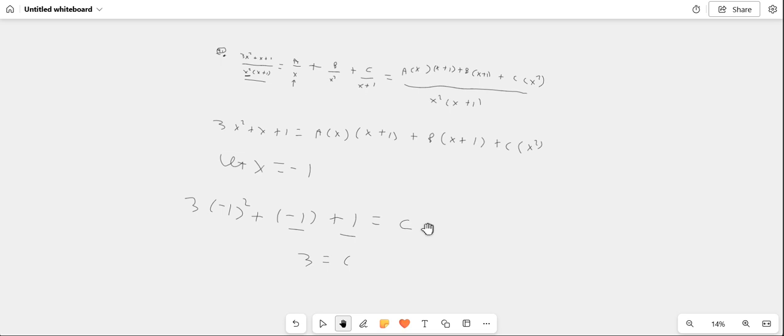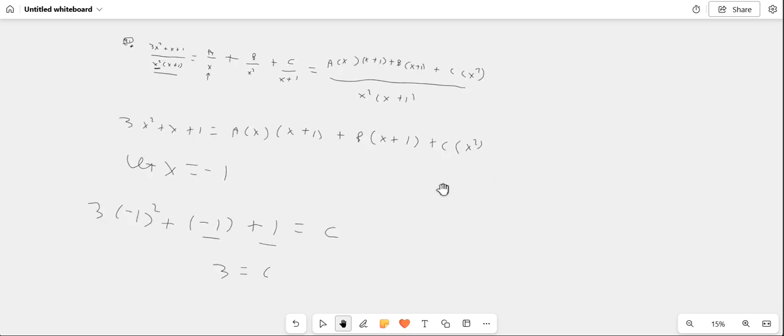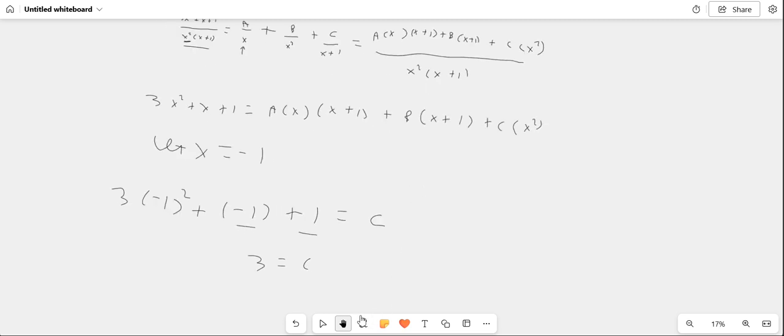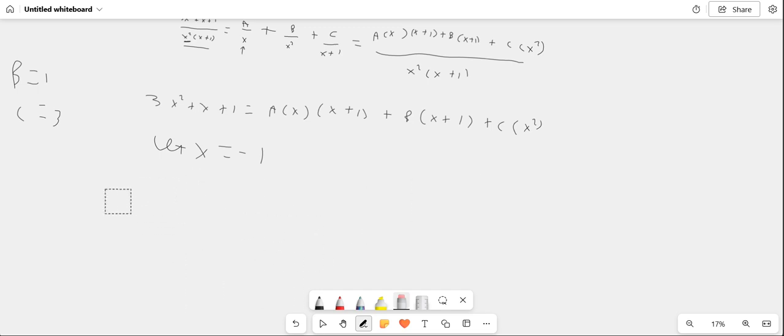So to find A, you just let X equal any other random number. Because we know B is equal to, let me just write here, so B is equal to 1, yeah? And C is equal to 3. That means that we solved all the unknowns. So now, to find A, we just need to let X equal anything that we haven't mentioned. So we haven't mentioned 0. So we mentioned 0, and we've mentioned minus 1. So let's just let X equal 1.